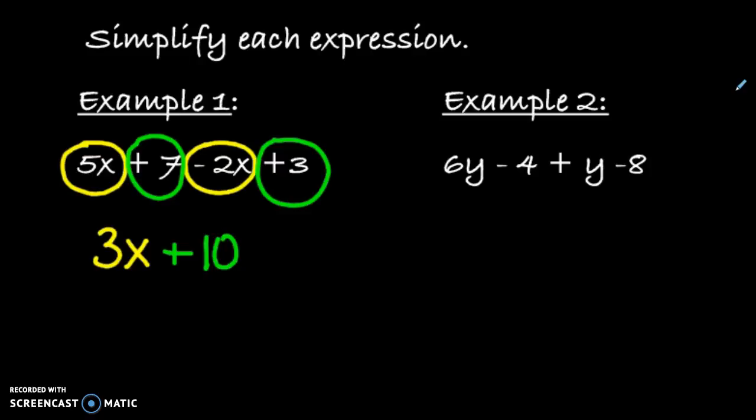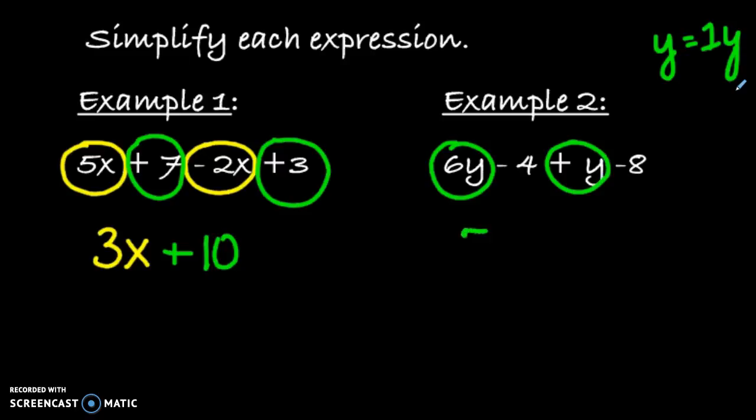Okay, let's try another one of these. Okay, so in the second problem, I'm going to look for my like terms again. So my y's, I have a 6y, and I have this positive y. All right, and hopefully you notice that y has an invisible coefficient in front of it. It's the same thing as 1y. So when I add 6y and 1y, I'm going to get 7y.